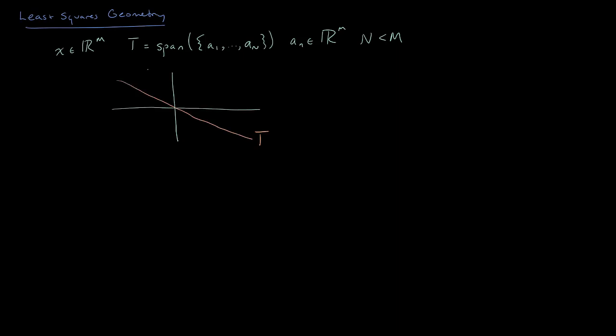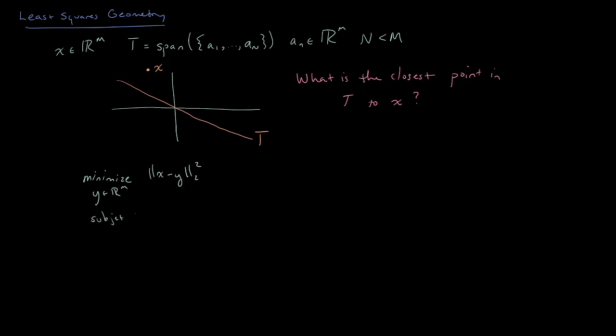and we want to think about maybe denoising x by finding a good representation of x, but one that lives inside of this subspace T. So a very natural question that you might ask is, well, what is the closest point in T to our vector x? And if you think about this for a little bit, you realize you can write this down as an optimization problem that says, well, let's take x and minimize over all y in R^m the norm of x minus y, subject to the constraint that y lives in this subspace T.